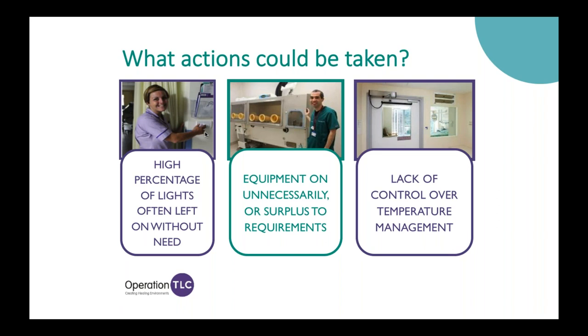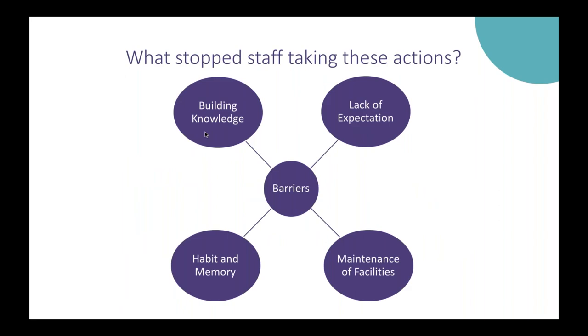So first of all, we did a scoping exercise to identify areas of energy use and energy waste, and the actions that people could take to save energy, things that they could actually control and do something about. So we found that there was a high percentage of lights being left on without need, also a lot of equipment being left on unnecessarily or surplus to requirements, and that people didn't have much control over the temperature on the wards and in their areas of the hospital. So those were some of the key areas we wanted to look at. And if you change the order of them, you get turn off, lights out, closed doors, which is TLC, and obviously also stands for tender loving care, which has a nice connection to the health sector.